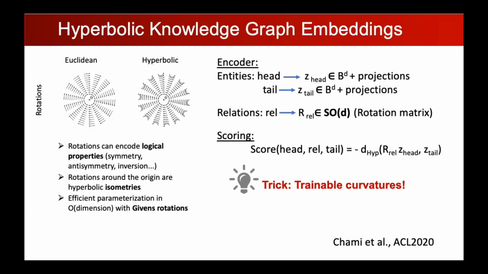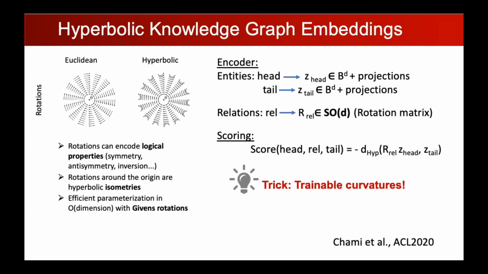And so the nice thing about hyperbolic space is that rotations in the Poincare model that are centered at the origin are isometries of the space. So applying them on the embeddings is not going to affect the geometry of the data, and these are valid operations essentially, and so we can use them safely in the hyperbolic space.